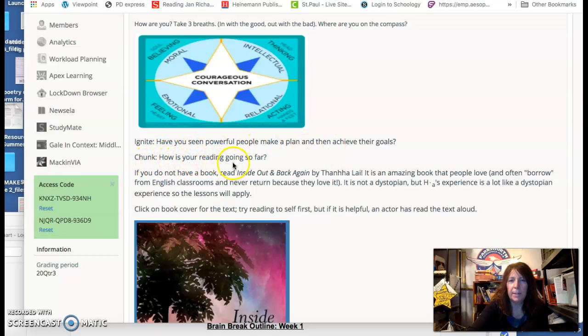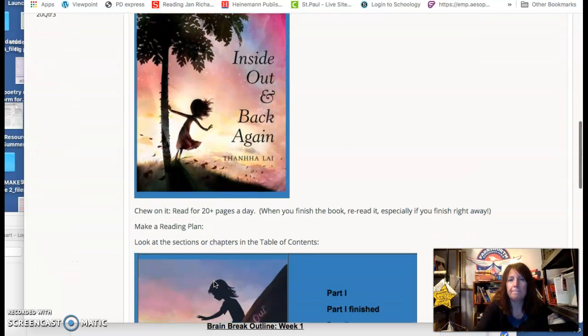Chunk. How is your reading going so far? If you do not have a book, read Inside Out and Back Again. It's an amazing book that people love and often borrow from English classrooms and never return because they love it. This is not a dystopian, but Ha's experience is a lot like a dystopian experience, so the lessons will apply. Click on book cover for the text. Try reading to self first, but if it is helpful, an actor has read the text aloud.